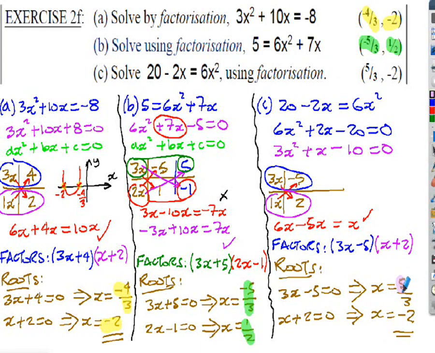So x is equal to 5 upon 3 we can see is correct in the answers, and x is equal to negative 2 we can see is correct. Okay, there's a solution then to exercise 2F parts A, B and C.